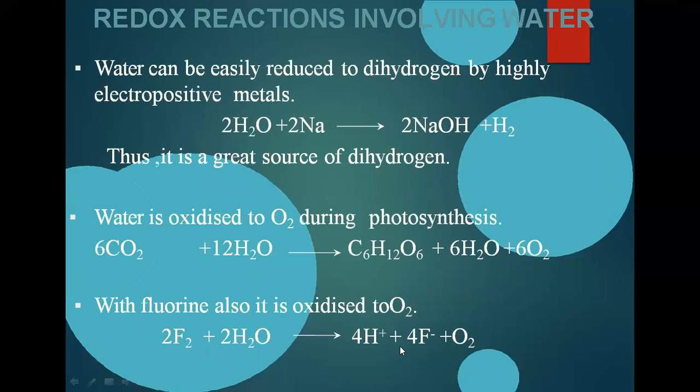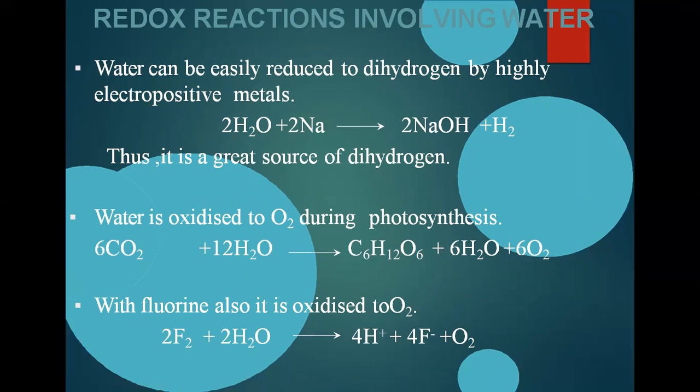Next, redox reactions involving water. Water can be easily reduced to dihydrogen by highly electropositive metals. 2H2O plus 2Na gives 2NaOH, a base, plus H2. So it is a great source of hydrogen. When water is combined with sodium, it produces dihydrogen after breaking the hydrogen and OH bonds.